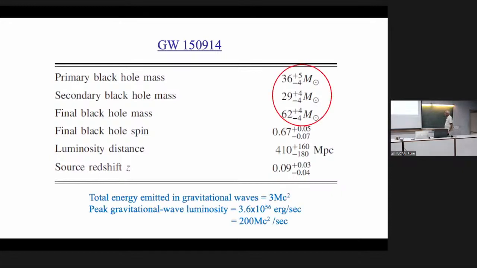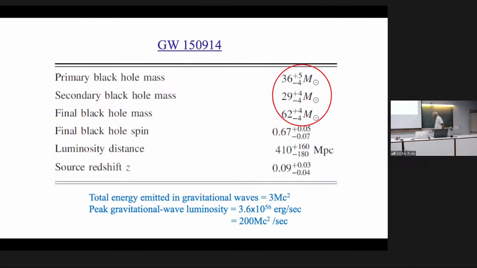Gravitational waves. Right? And the interesting thing is that you can also determine that independently. I get a fit for the amount of energy which can be expelled through gravitational waves, and that turns out to be 3mc². That is exactly equal to this difference, but this is an independently fitted quantity. And then the peak gravitational luminosity is 3.6 times 10 to the 56 ergs per second.